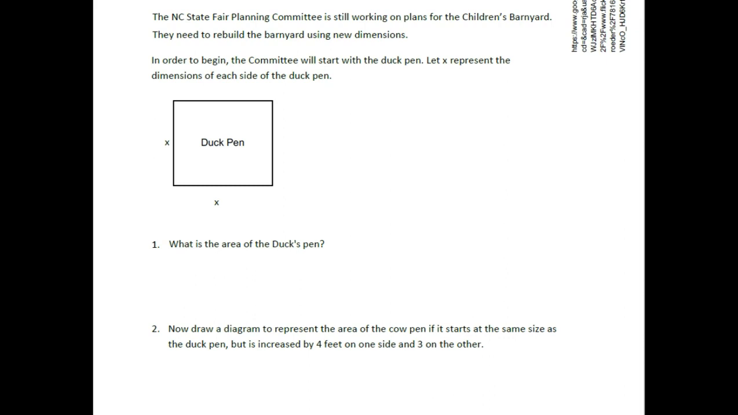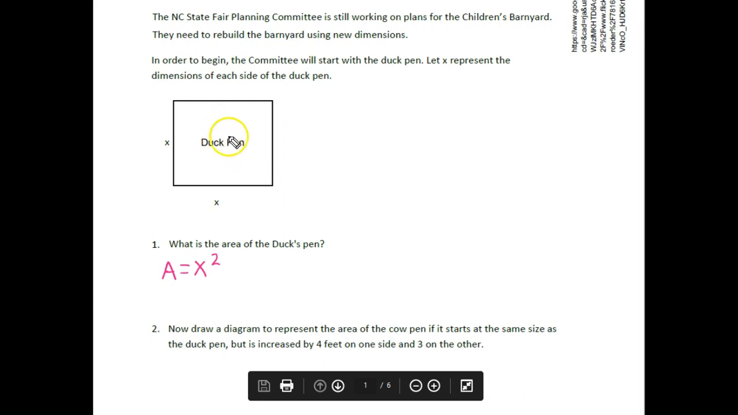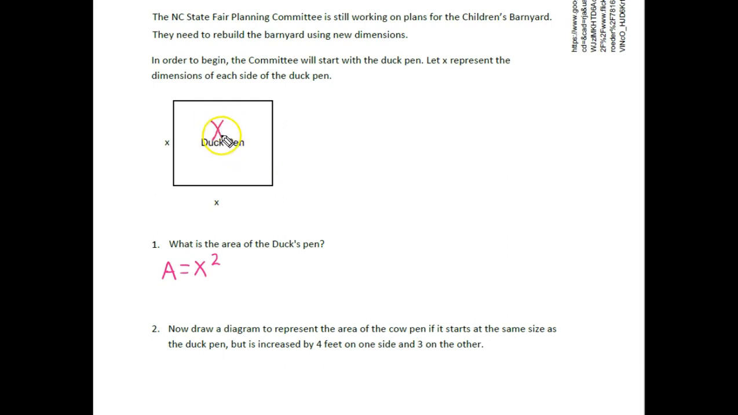The first question says, what is the area of the duck's pen? Well, we can tell that this is a square, and we know that in order to find the area of a square, we need to take the side length and square it, or multiply the length times the width. In this case, because they are both x, because it's a square, we can simply replace the s for side length, and in its place, we can put in the actual side length, which is x. So we know that the duck's pen is going to have an area of x squared.